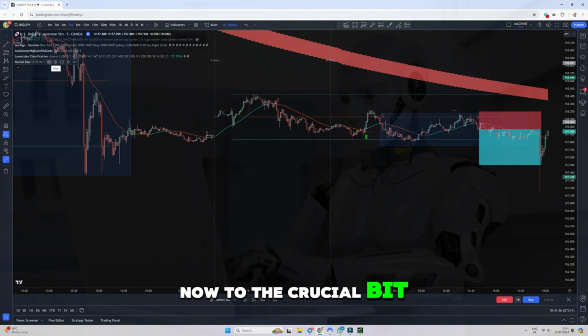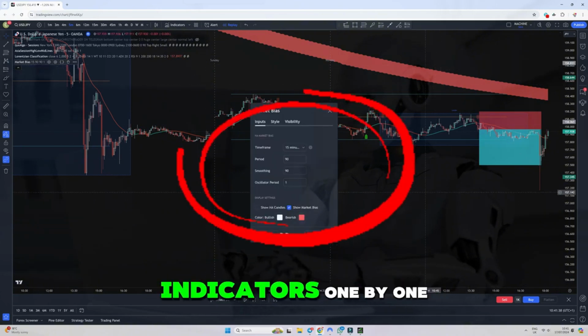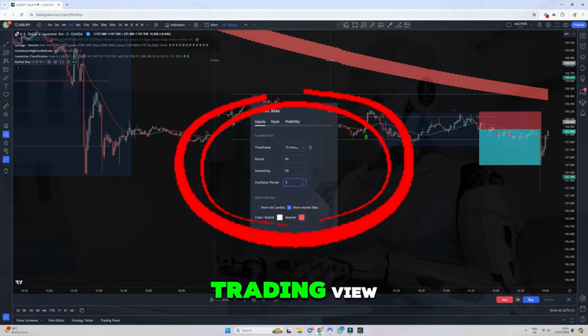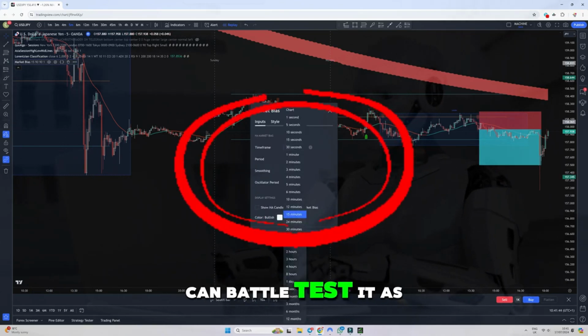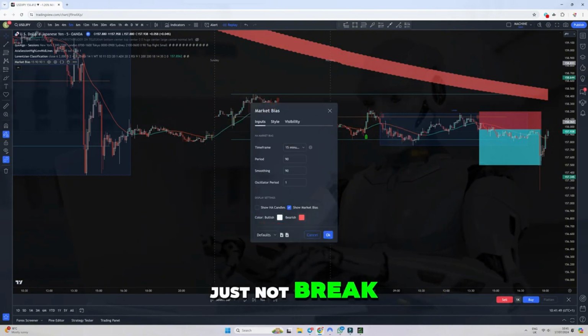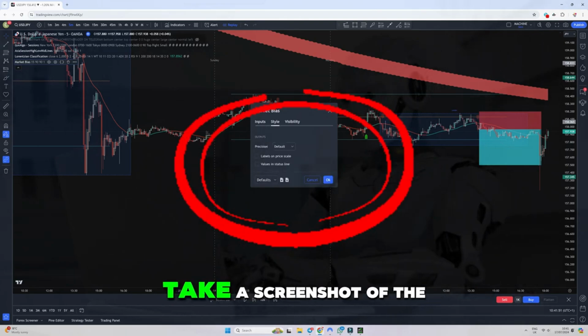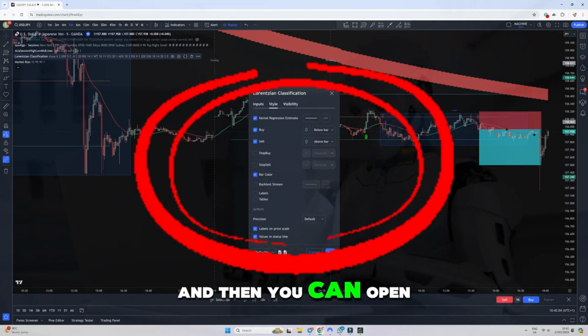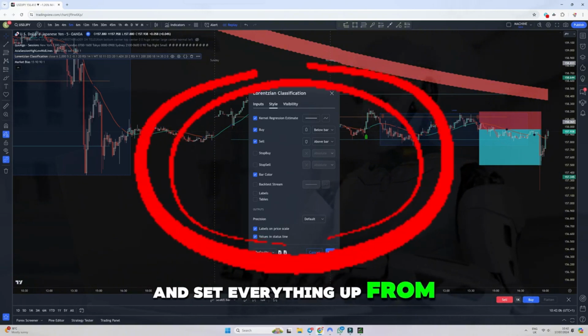Now to the crucial bit. Let's take a look at the settings of these 3 indicators one by one. There's no need to pay for a premium membership with TradingView for this system. And you can battle test it as much as you want, because this is one of those systems that you will just not break. If you need to, just pause the video and take a screenshot of the settings and drop them in Photoshop or a Word document. And then you can open your TradingView system and set everything up from scratch.